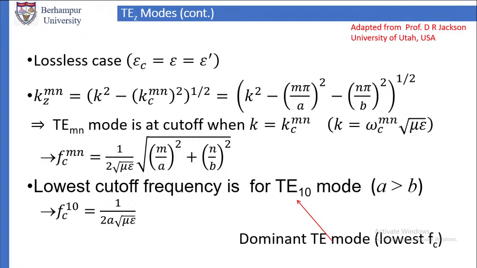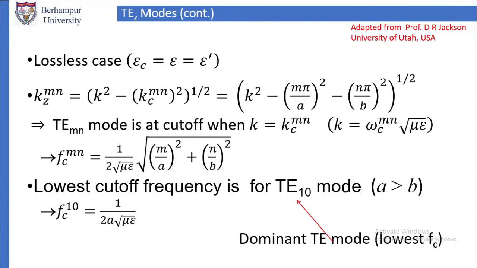Now let us come to other discussions. We will consider the lossless case. In the lossless case, epsilon c is equal to epsilon is equal to epsilon dash, epsilon double dash is equal to 0. In the lossless case, sigma, the conductivity, is equal to 0, and we assume that epsilon double dash is equal to 0. So epsilon c is equal to epsilon is equal to epsilon dash. This is the case that we are going to consider henceforth, unless we consider the attenuation, because attenuation requires the conductivity. So up to that, we will consider the lossless case.